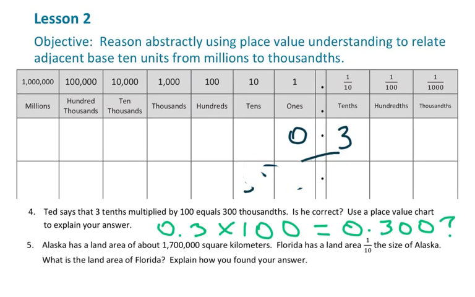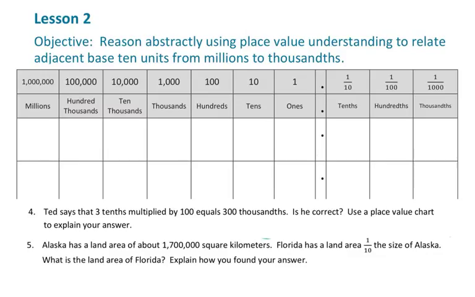Let me show you that here. 3/10 is the same as 300 thousandths. I'm not changing the value if I'm adding those zeros after the decimal place, so those are actually equal. 3/10 is equal to 300 thousandths. All right, now I'm going to move on to question number 5, and I'm not going to use the place value chart for this one.